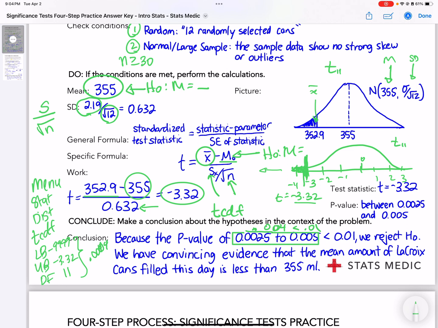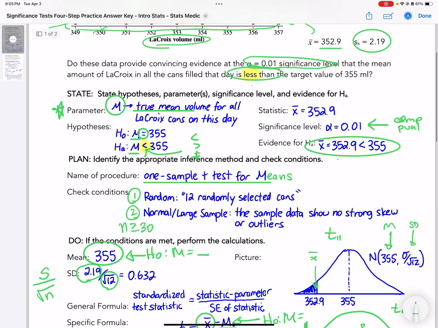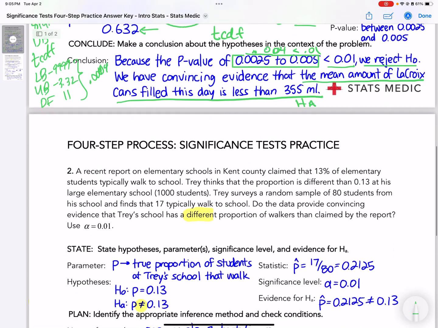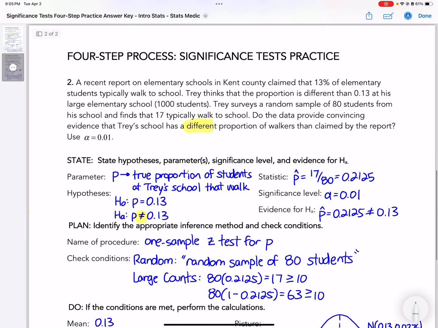So because it's less than, we reject H0, and that means you either go with H0 or you go with Ha. So we rejected H0, and so we have convincing evidence for, and then this sentence is just Ha, that the cans are actually less than 355. And you could just say we have convincing evidence for Ha because you already have what Ha is right here. You already have it defined. Okay, so this is a one sample t-test for means.